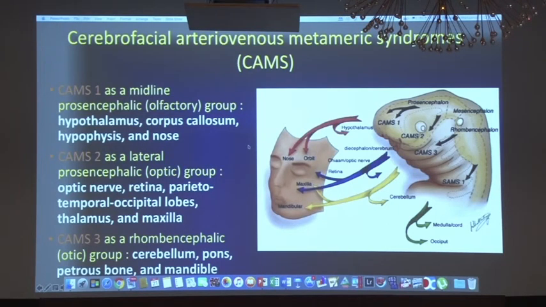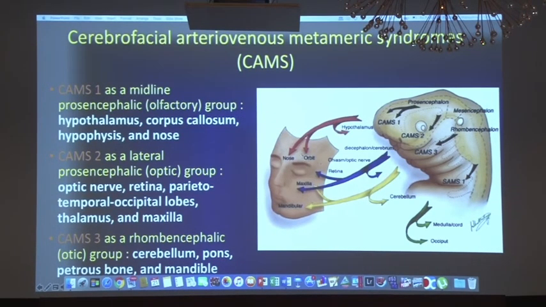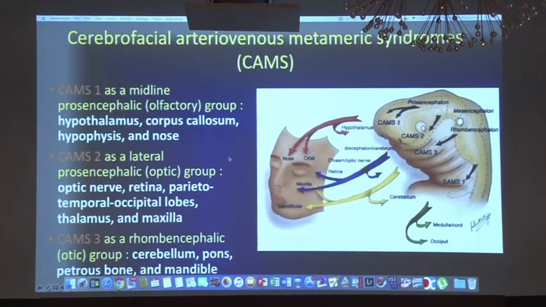CAMS1 is associated with the hypothalamus, corpus callosum, hypophysis, and AVM in the nose or around the orbit in the face. For CAMS2, AVM occurs in the optic nerve, optic pathway, retina, parieto-temporal-occipital lobes and thalamus. For the face, it involves the maxillary area. For CAMS3, the AVM occurs in the cerebellum, pons, petrous bone, and in the face, in the mandible.